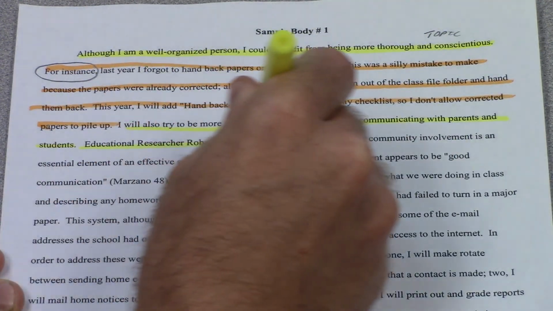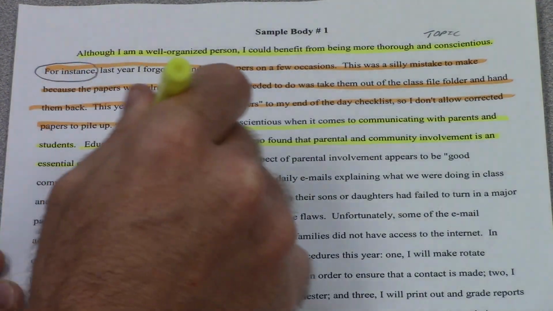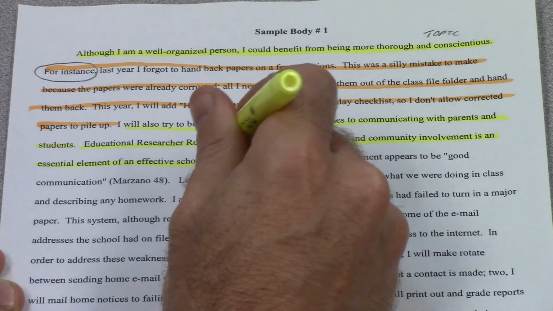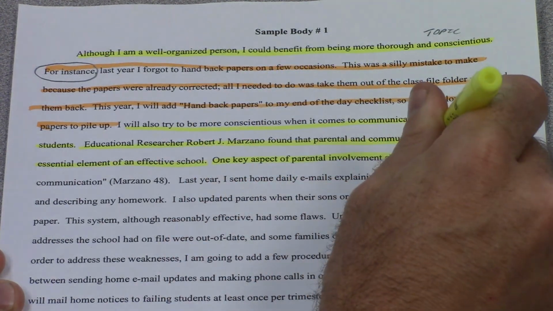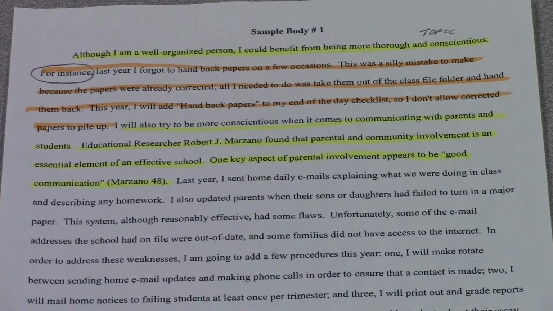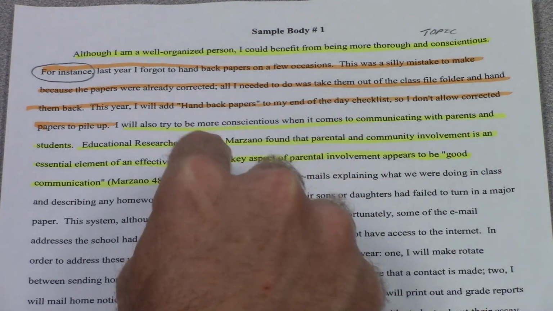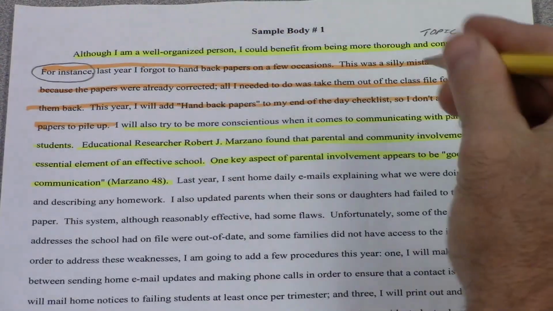Educational researcher Robert J. Marzano found that parental and community involvement is an essential element of an effective school. One key aspect of parental involvement appears to be, quote, good communication, Marzano 48. So you see what I did? I mentioned communication, I kind of paraphrased Marzano, and then I led into and smoothly blended a quote.